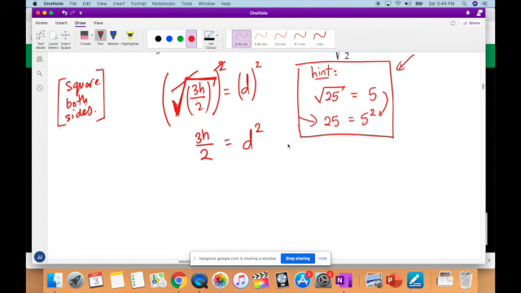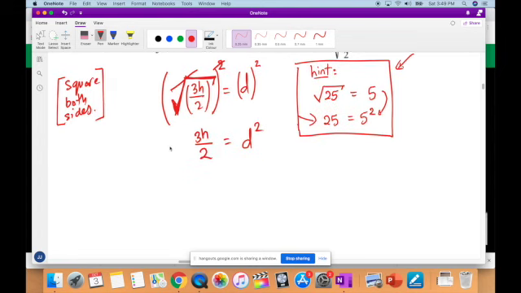So now it is business as usual. So now I could get rid of the 2. So now I'll have 3h divided by 2 on this side, so it'll be multiplied by 2 on this side. And now I could say h is equal to 2 multiplied by d squared, all divided by 3.